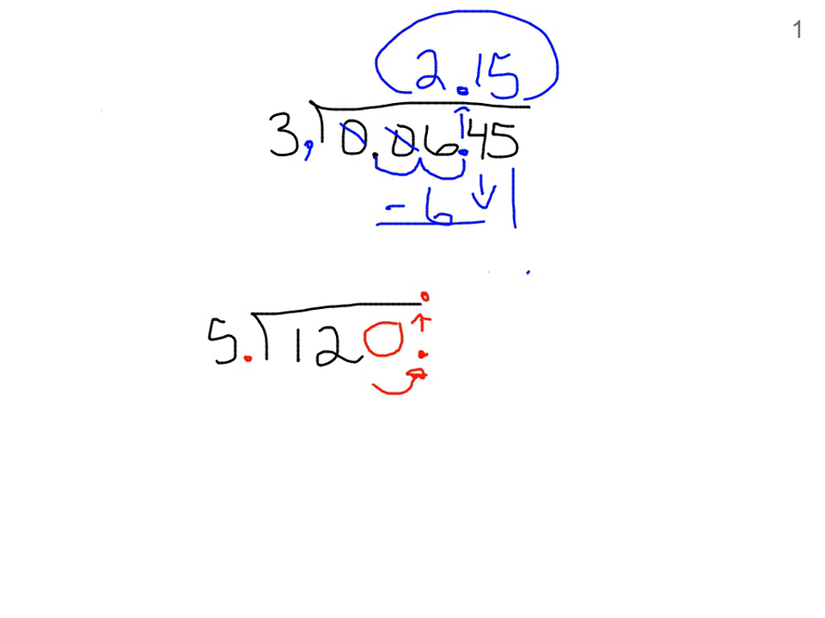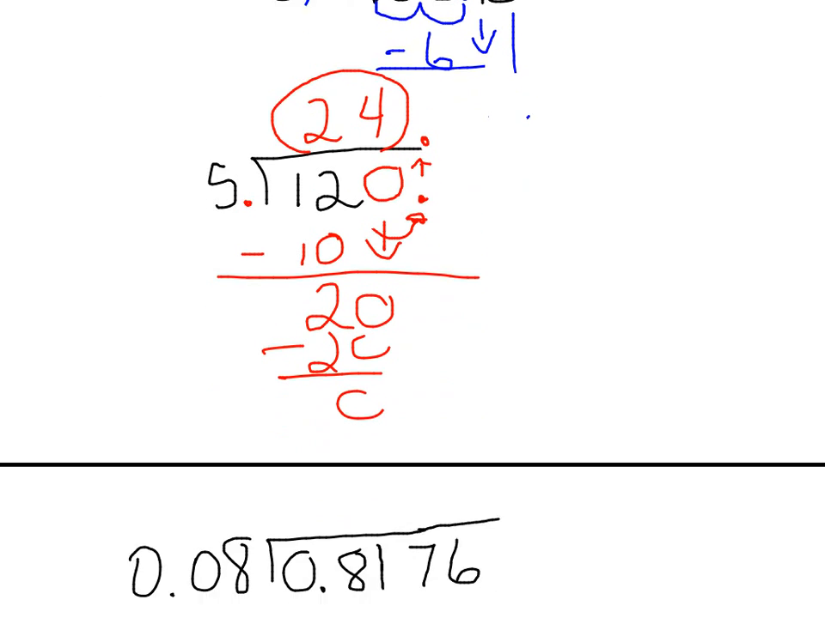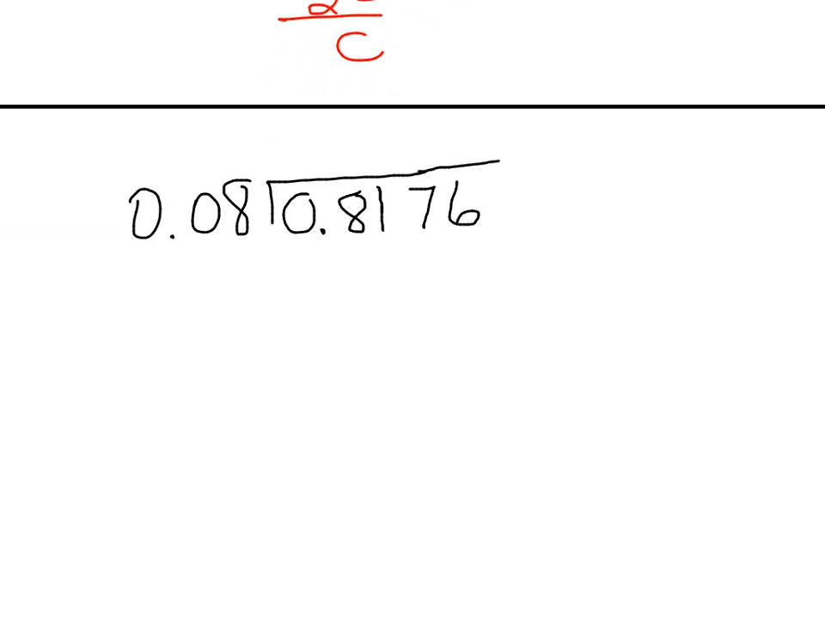So 5 goes into 12 2 times, which is 10. Subtract and we get 2. Bring down this 0. 5 into 20 goes 4 times. And that's it. So our answer is 24. We don't have any extra places, so that's it. I have one more example here.